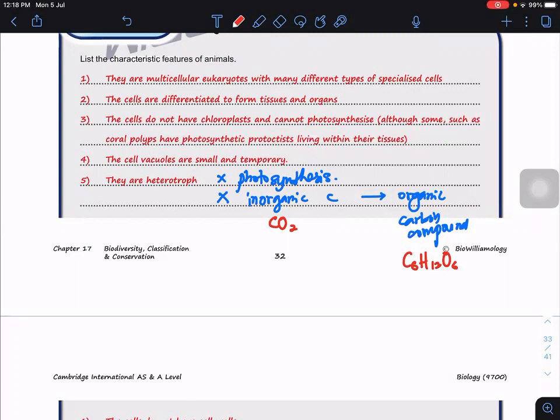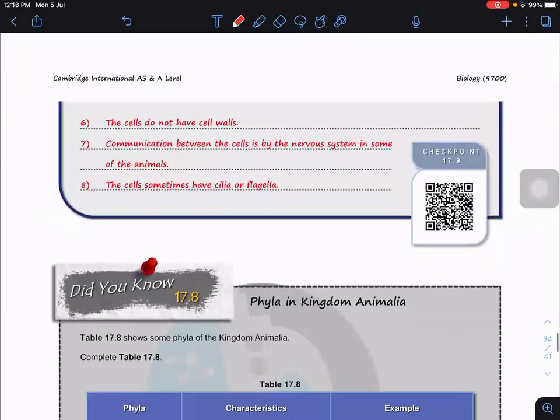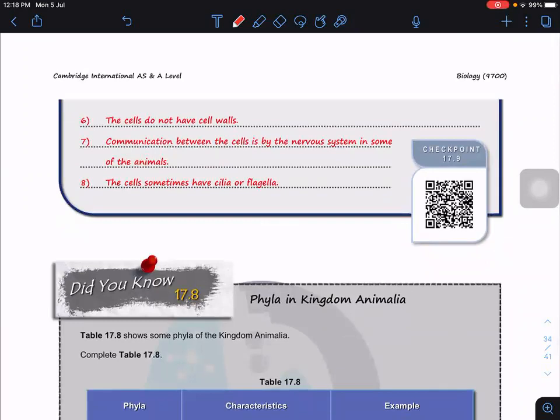It's special, that one, because they can steal the chloroplast from the algae. Again, the cell does not have any form of cell wall, no cell wall at all. Communication between the cells is by the nervous system in some of the animals, not all. So be careful when you write your answer.